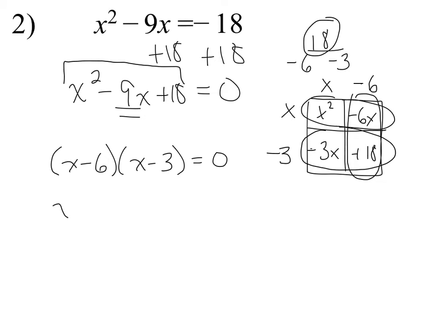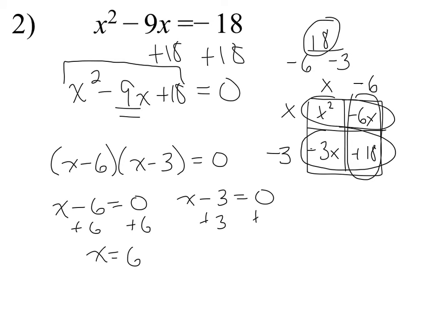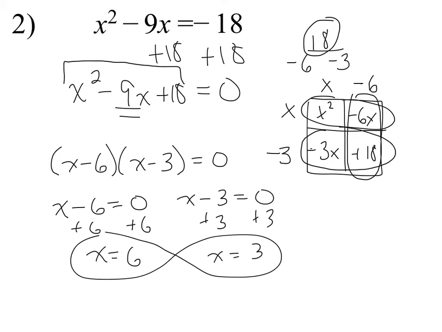So I'll set both of those factors equal to 0. X minus 6 equals 0, x minus 3 equals 0, and I'll just solve them. So I add 6 so I get 6, I add 3 so I get 3. So these are my two solutions to that quadratic.